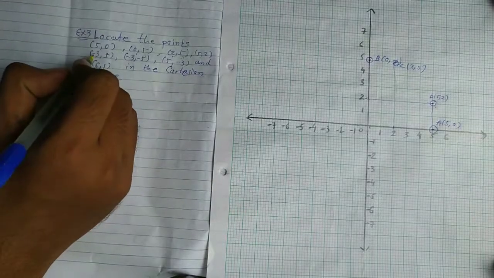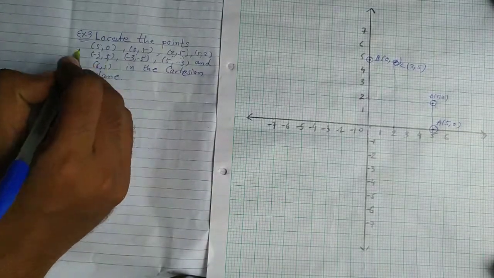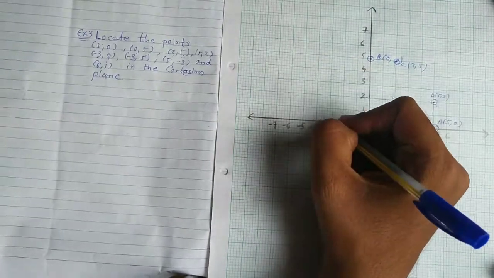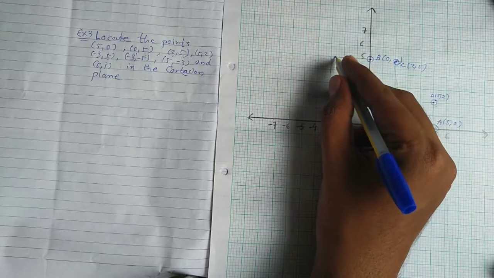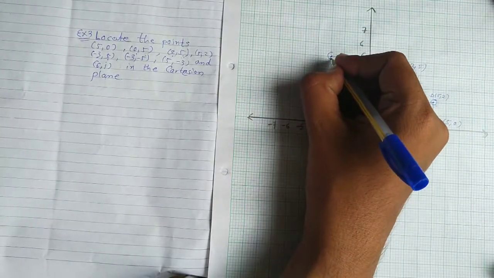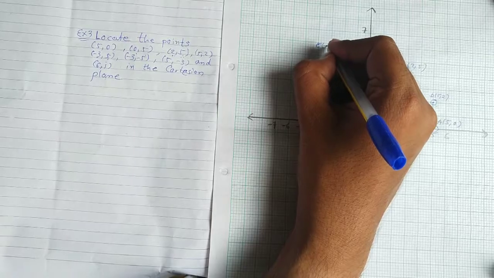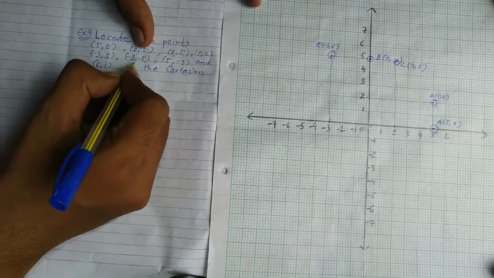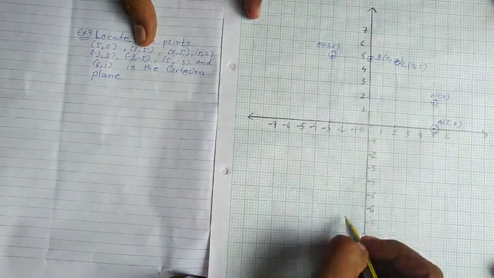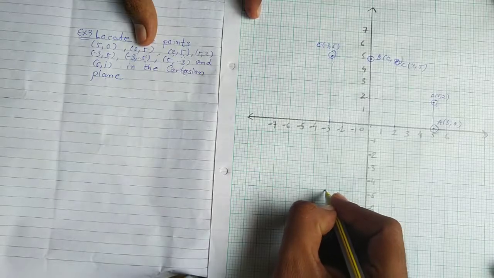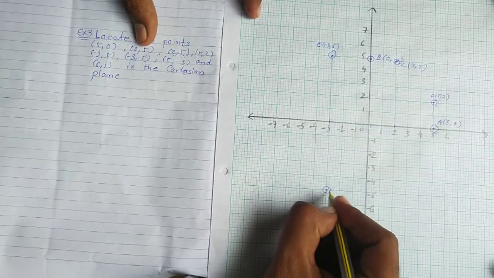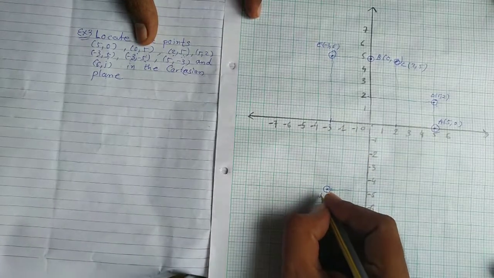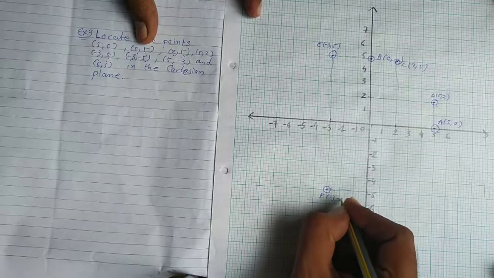Next, (-3, 5): -3 here on the x coordinate and 5 here, both intersect here, so E is (-3, 5). Now (-3, -5), both negative: -3 here and -5 here. Both intersect here, y coordinate -5 and x coordinate -3. F is (-3, -5).